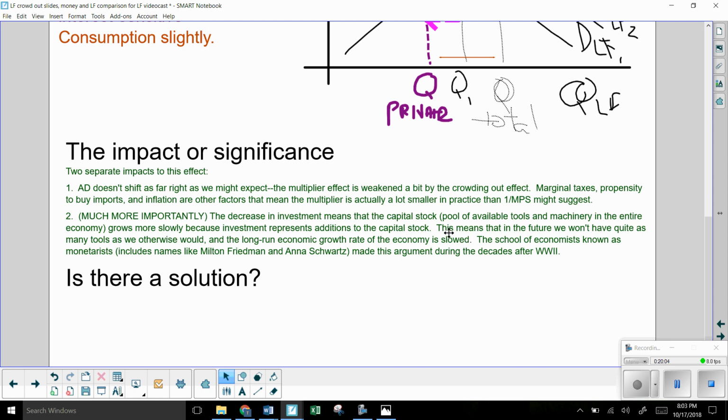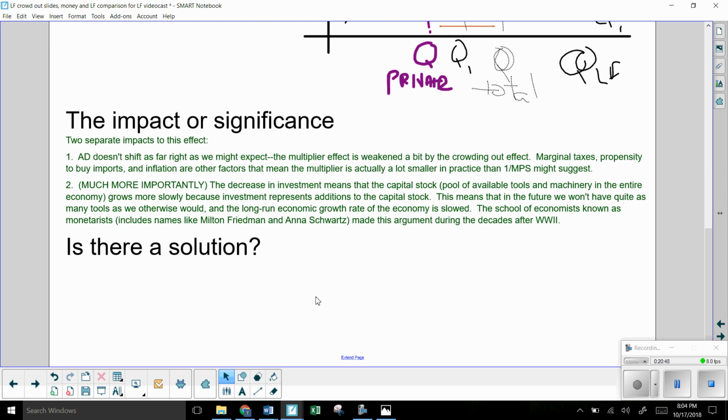And that means that a year from now, 2 years from now, 5 years from now, we don't have quite as many tools as otherwise we would. And that means that the long run growth rate of the economy is slowed down. So the outward shifting of our PPF that happens over time, the rightward shifting of LRAS that goes along with having a higher full employment output, those things are slowed down. And this argument was brought to the forefront in American economics during the decades right after World War II by economists known as the monetarists, or sometimes even the Chicago School. And that's Milton Friedman and Anna Schwartz, if you're interested in the names of some famous economists.